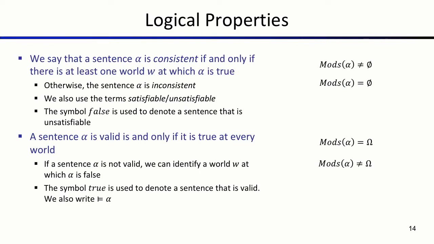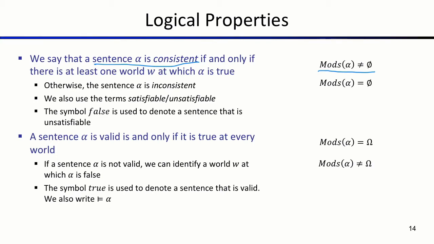Okay, here we have two more definitions. One, if a sentence is consistent, and the other one, if a sentence is valid. So let's start with consistency. We say that a sentence alpha is consistent if and only if there is at least one world W in which alpha is true, right? In other words, if you look at the models of the sentence alpha, it will not be the empty set, because there will be at least one world in this set.